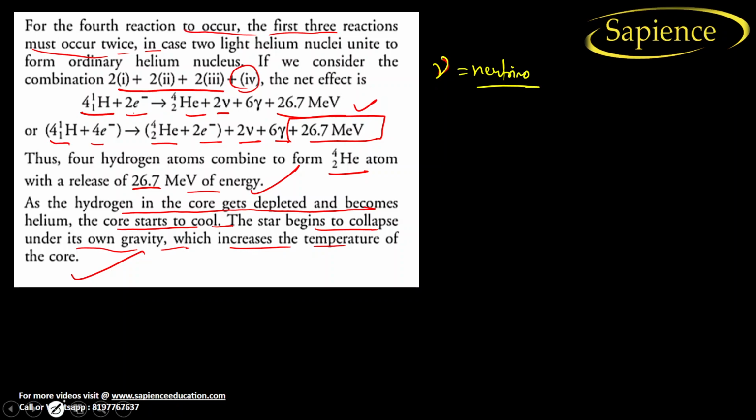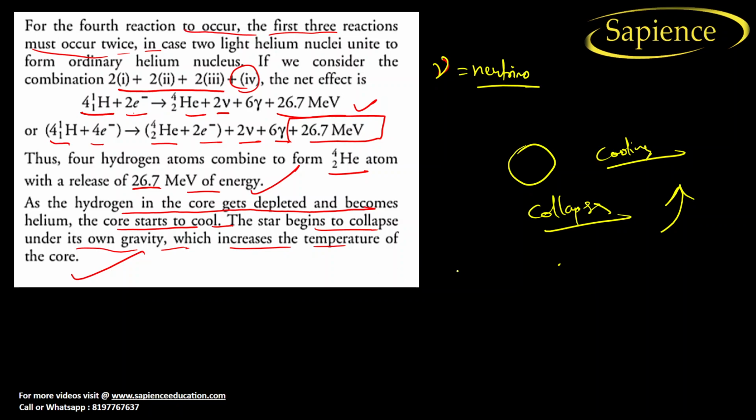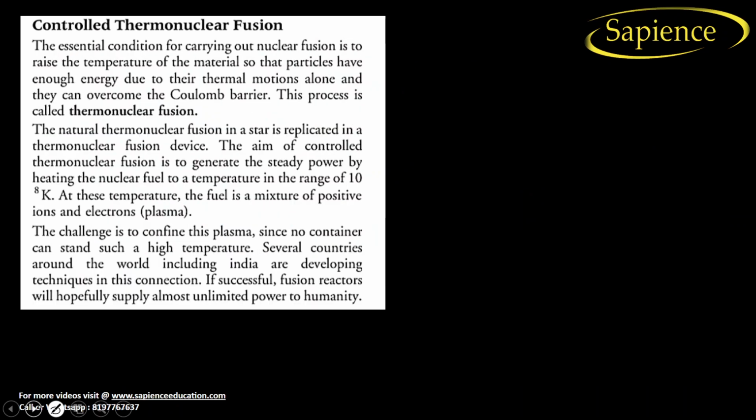So what happens as soon as hydrogen drops, because hydrogen is being used for the fusion process? It will start cooling, right? And when it starts cooling, what will happen? The star begins to collapse due to its own gravity, which increases the temperature suddenly, and this temperature is used for further fusion reaction. So in this way, the star will continue producing energy.